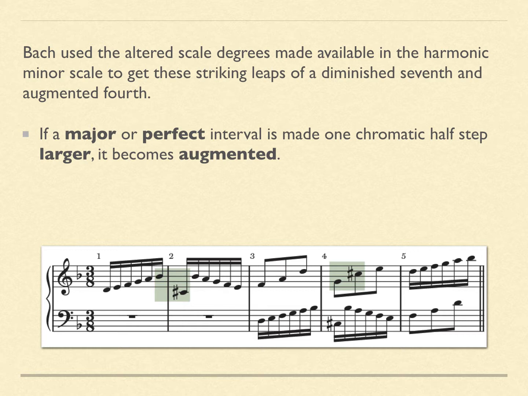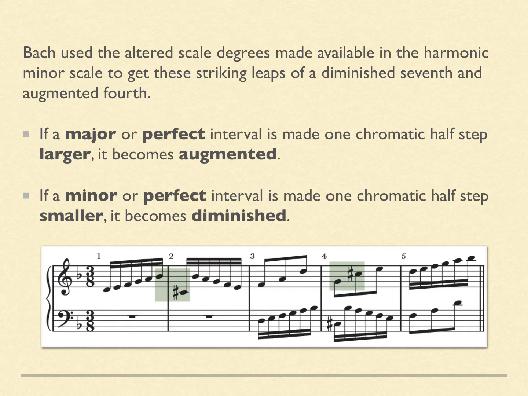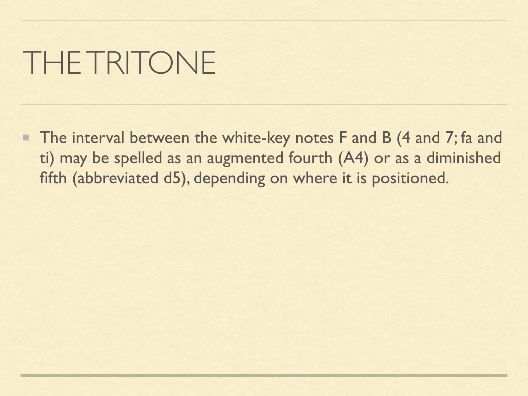So if you have a major or a perfect interval, if you make it bigger, then we describe it as augmented. And if you have a minor or a perfect interval and you make it smaller, then we call that diminished. So when you're listening, you can't really tell the difference between a diminished 5th and an augmented 4th. So when you're listening, we have a general term for that. We just call that the tritone. So we're going to get into that next.